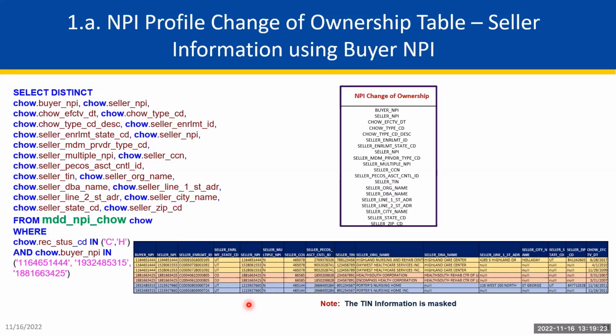In this table, you have information about a buyer, like buyer NPI, buyer CCN, their name, and address. It also has seller NPI, CCN, and the name and address.